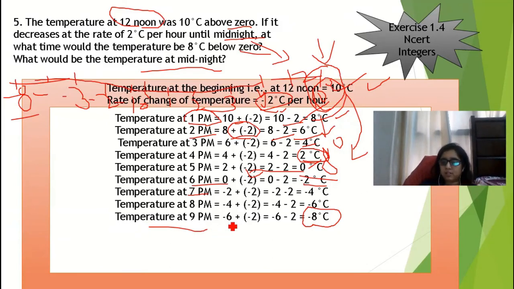So if you see, the temperature at 9 p.m. I got this minus 8 degrees Celsius, and that's my question, that is, at what time would the temperature be 8 degrees below zero. Below zero, I have told you, below zero means minus 8 degrees Celsius. And our second part is, what would be the temperature at midnight. Midnight means 12 a.m. We have to find out the temperature at 12 a.m.